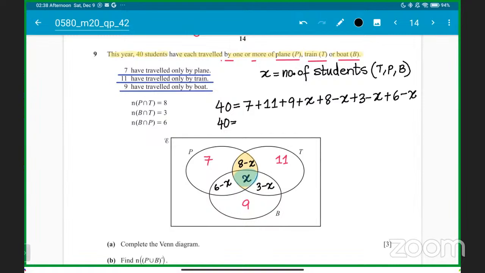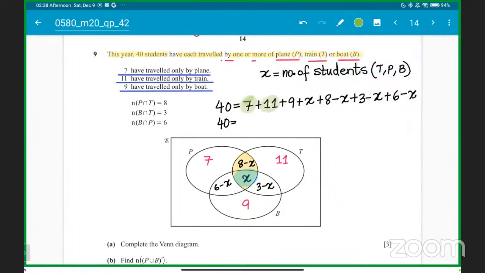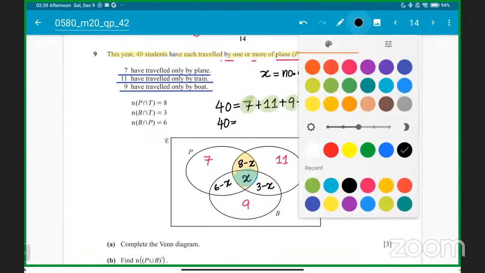Okay. So 7, just add all of the numbers together so that we don't waste time here. 7 plus 11 plus 9 plus 8 plus 3 plus 6. So what are we going to get? Sorry. So it will be 40. Yeah, 44. Very good. Thank you.